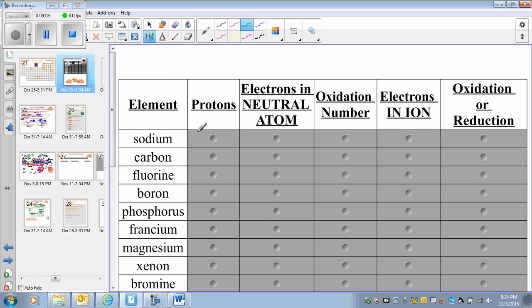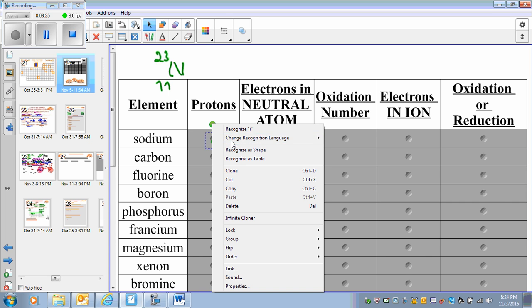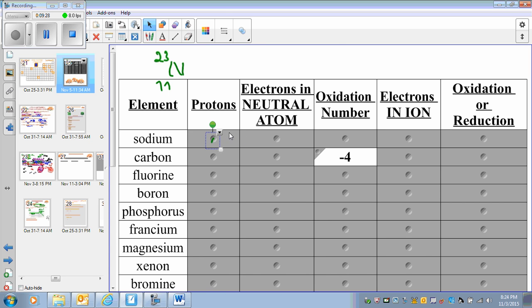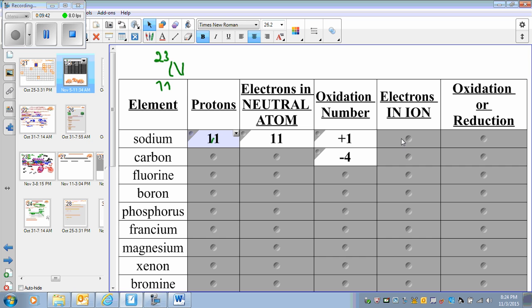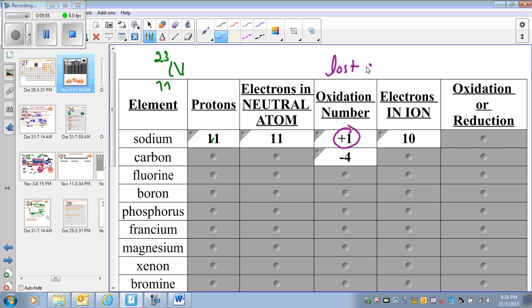So for example, sodium. Sodium has atomic number 11 and 23 is the mass number. Sodium is in group 1. So sodium has 11 protons. Electrons in the neutral atom is 11. The oxidation number is going to be +1. Electrons in the ion are 10 because it has lost an electron. So that's why it has the oxidation state +1, meaning it lost an electron.